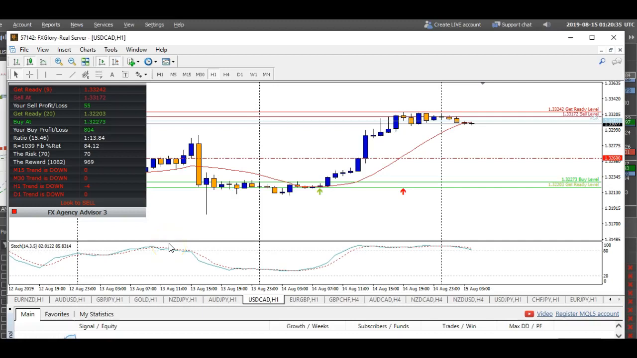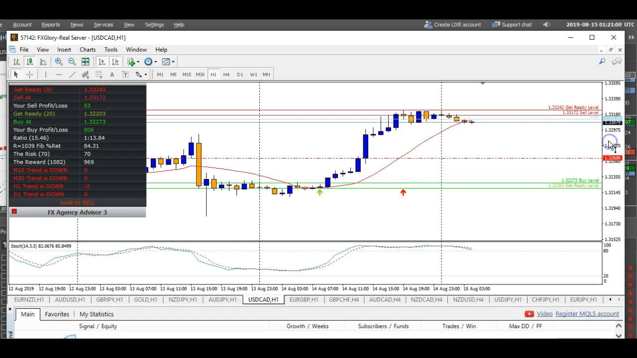Hey traders, it's Roberto, and this is an updated video on the FX advisory indicator, which generates buy and sell signals, and it gives you a display on each currency pair when to look for a sell or a buy position. So right now I'm in several pairs, and let me just show you how I use this indicator.